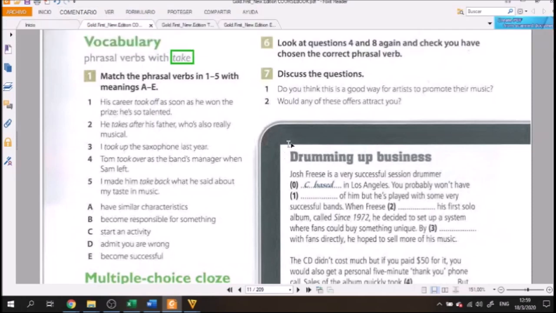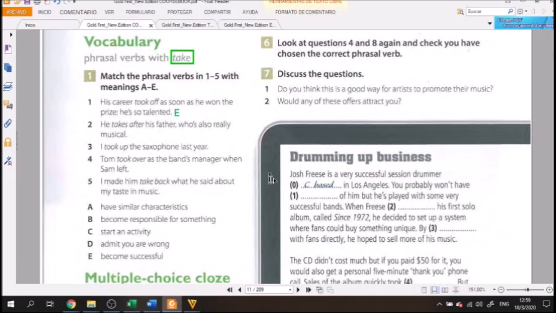His career took off as soon as he won the prize. He's so talented. This is similar to the example I gave you last class. Your career, see your career as a plane that is leaving the airport higher and higher in the sky, meaning that you are becoming what? Yes, successful. E. Become, well, I'm not going to write it. Become successful. That's the definition.